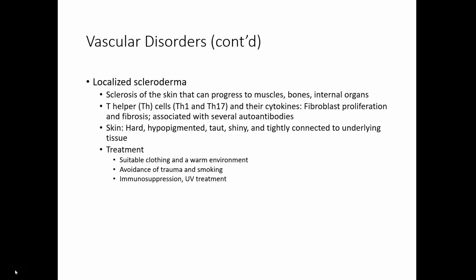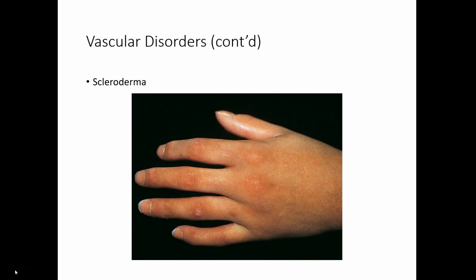Treatment is that of suitable clothing in a warm environment, avoidance of trauma and smoking, immunosuppression, and UV treatment. This picture here shows the scleroderma, so you can almost visualize the pain and the agony this person is going through. They have a hard time fully extending their hand. Their skin is really just becoming taut and shiny.